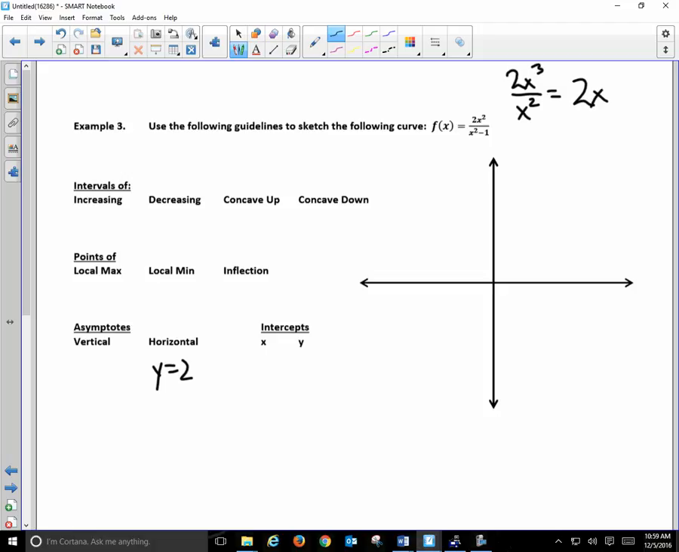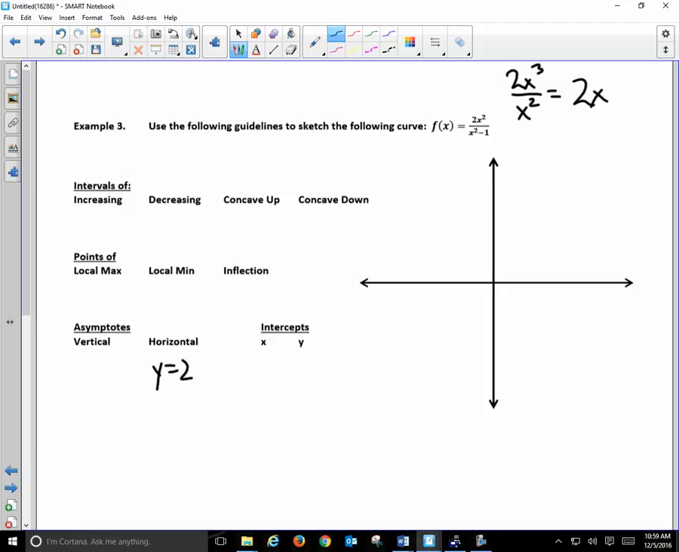So if you plug in a very large positive number, you're going to get a very large positive number, infinity. If you plug in a very large negative number, you're going to get negative infinity, right? But it will look like 2x. So what does 2x look like? It's a line with a slope of 2. That's what it's going to look like.